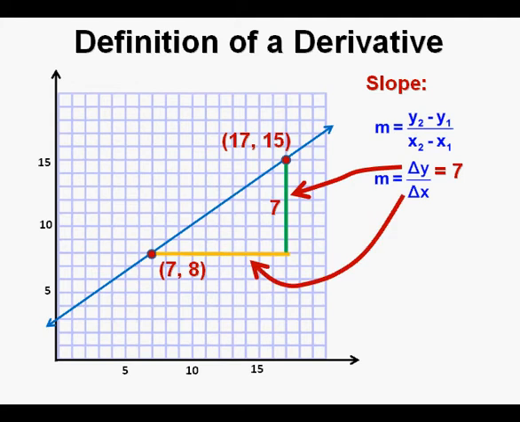And the change in x, or delta x, is the difference between the x value in the second point and the x value of the first point, and this difference is shown by the orange line segment below. And this value for delta x is 10. So for this blue line, the slope is 7/10, 0.7 in decimal form, or 70% in percentage notation.